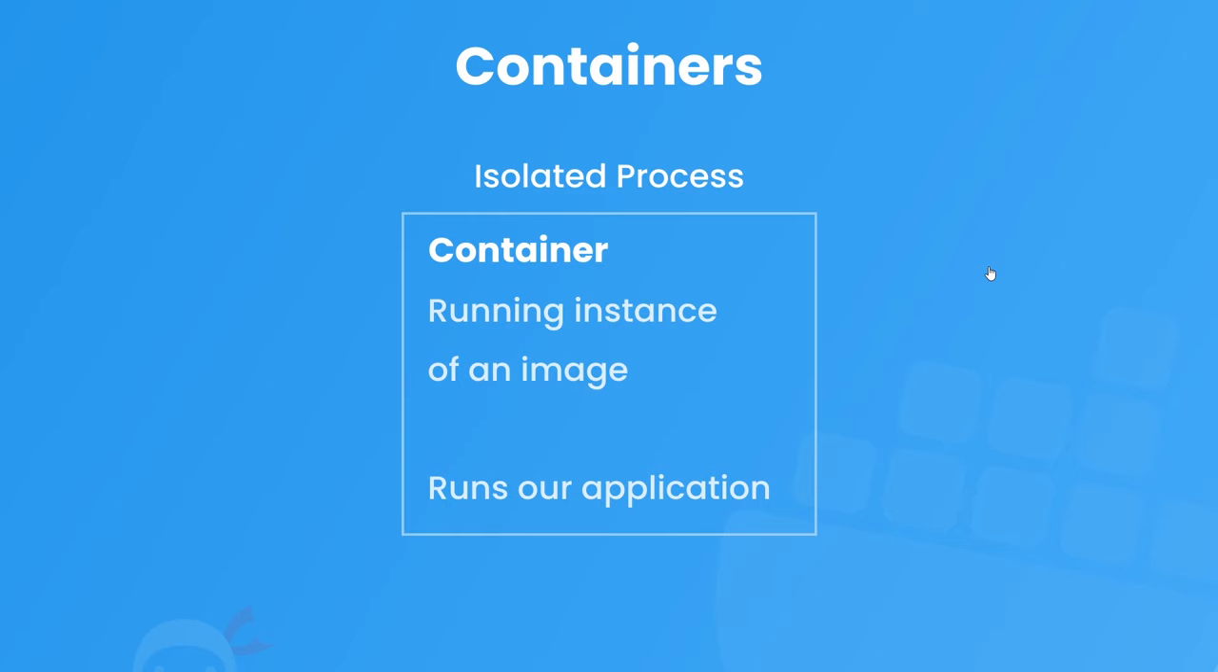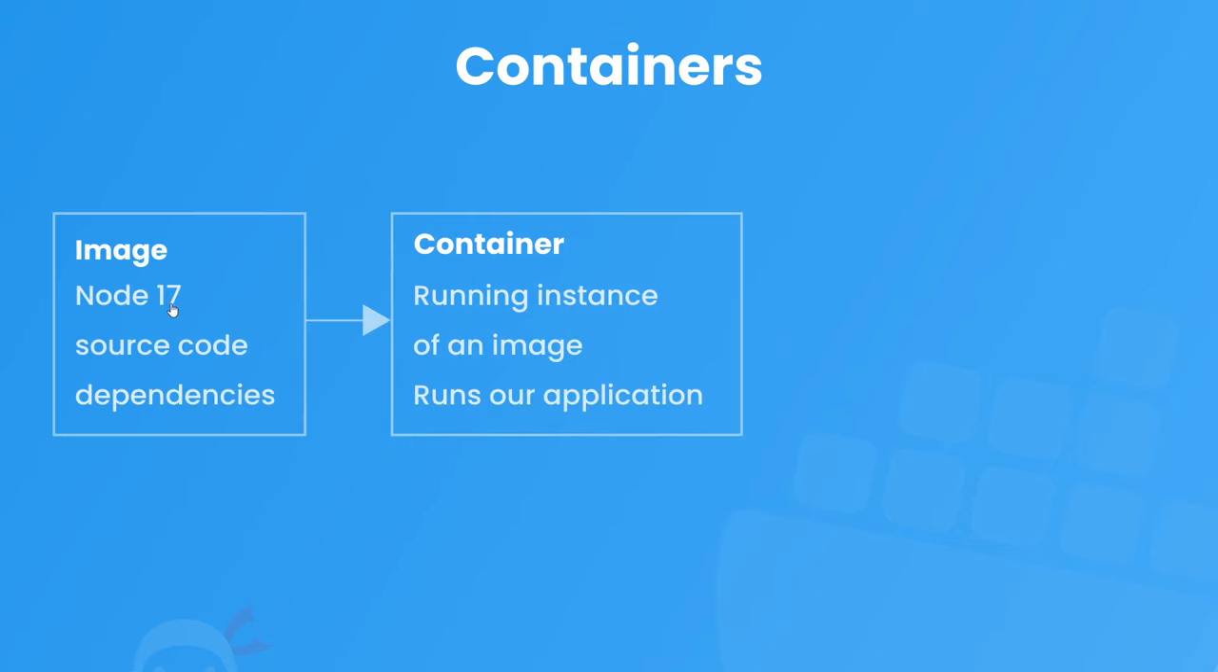I can make an image which contains everything an application needs to run. The operating system, the correct Node or Python version, the dependencies, the source code, etc. Then I can run that image to create a container to run my application. And it doesn't matter what version of Node or Python or whatever it is that I'm using for the application that's installed on my computer, because it's all running inside the container, which has the correct versions of everything inside it that it needs for that application to run.